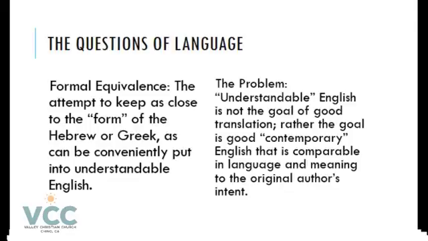And so when we have formal equivalence, that is this idea that we're trying to keep as close in English to the form of the original Greek or Hebrew, and as can be sort of conveniently put into understandable English. But there's a problem. The problem is that understandable English is not really the goal of good translation. The goal of a good translation is a, quote, contemporary English that is comparable to the original author's intent. So what does the English version say that will have the same sort of meaning that the original text or the original author would have intended?